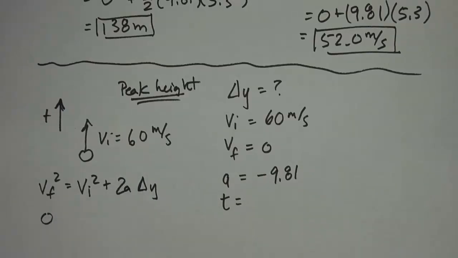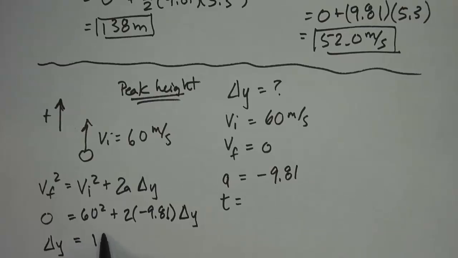The final velocity is 0, that's at the peak. Initial is 60, squared, plus 2 times, and you've got to be careful here, this is a negative 9.81 times delta y. And we're looking for the delta y. So if I take 60 squared, move it to the left, divide both sides by 2, divide both sides by negative 9.81, the negatives will cancel, and delta y ends up being 183 meters.